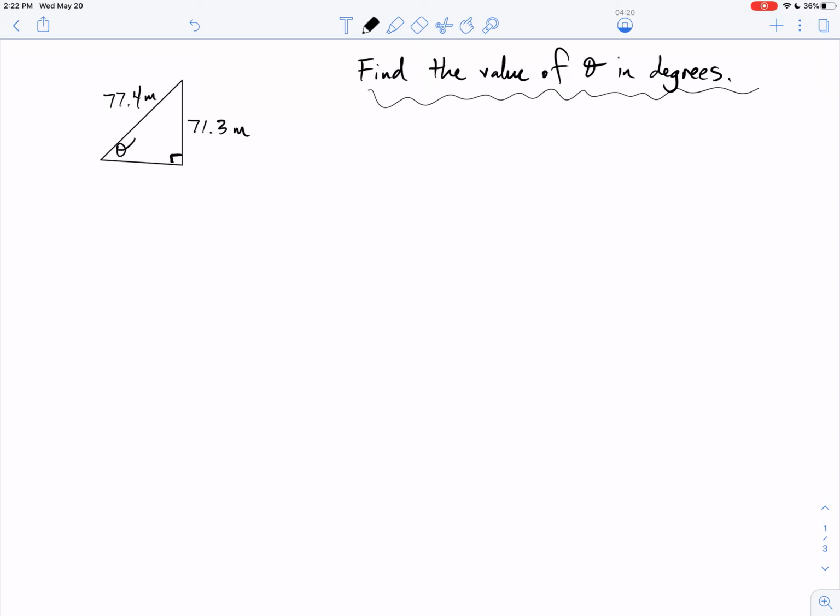It looks like there's an opposite side from my angle, and it looks like my hypotenuse is involved. So I could start off and say, well, the sine of that angle, I don't know what it is, but the sine of that angle has a particular ratio, opposite over hypotenuse. But the thing is, that tells me what sine theta is. Sine theta is a ratio. I don't want sine theta. I want theta.